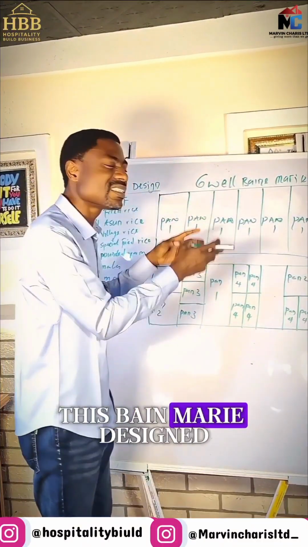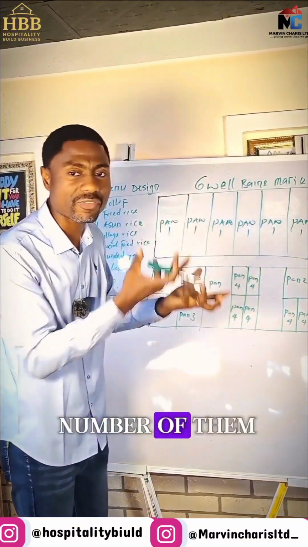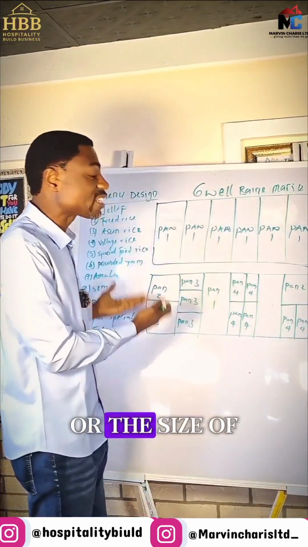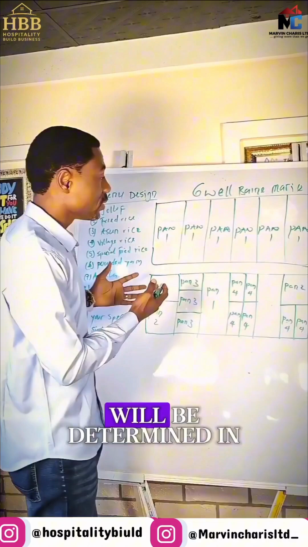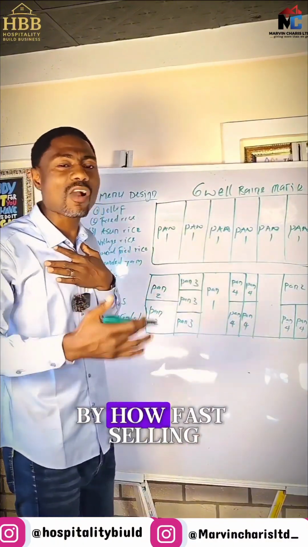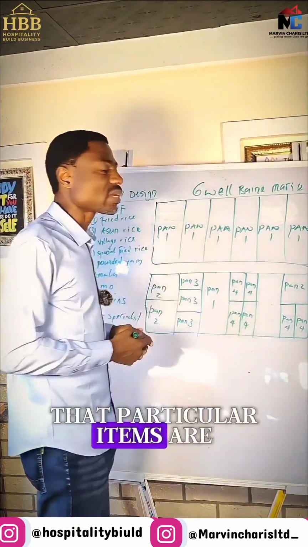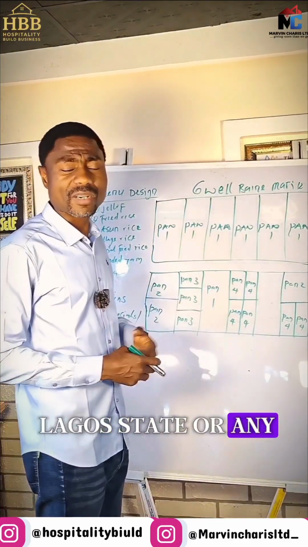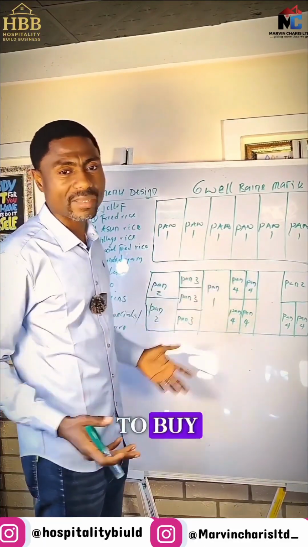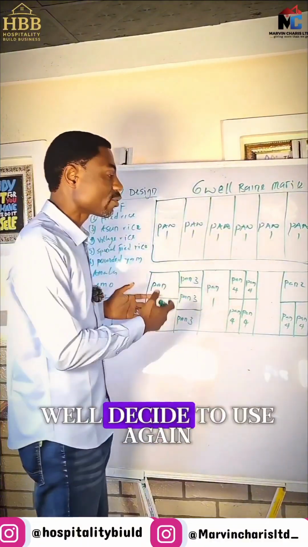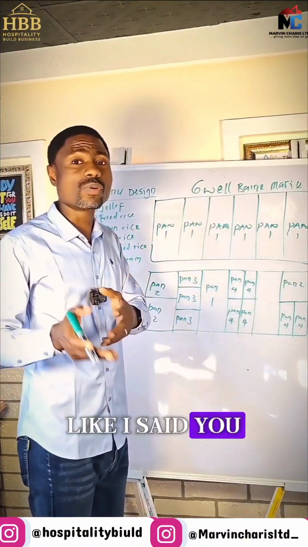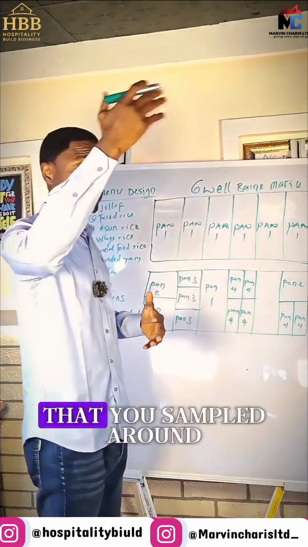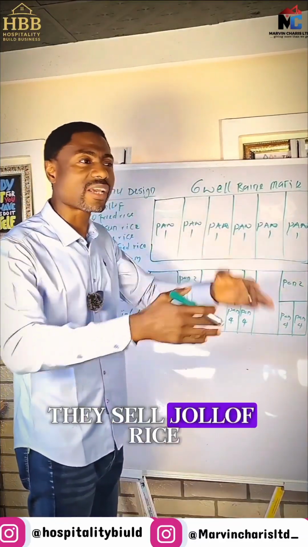It has been designed so that for any size of pan that you want to use, from pan 1 to pan 6, this Bain is designed to take a specific number of them so that there will be no space left. What will determine the number of pans, or the size of pan you're going to use, as I've drawn here, will be determined in the long run by how fast selling those particular items are. At the beginning, you can just look at the fact that, for example, in Lagos State or any part of Nigeria, jollof rice is always something that people want to buy. Jollof rice, fried rice. So you can decide to use, again, like I've said, you would have studied the restaurants around and look at what is working for them.